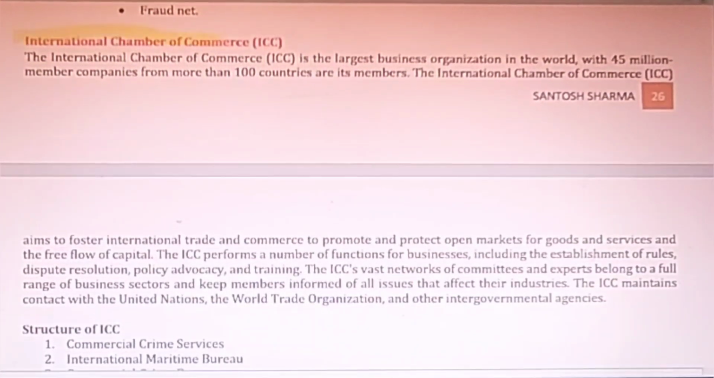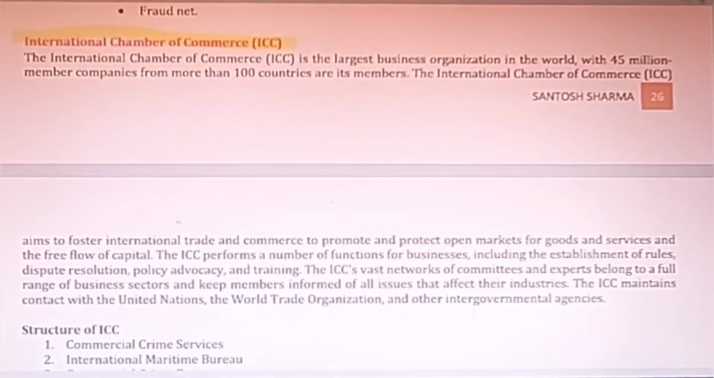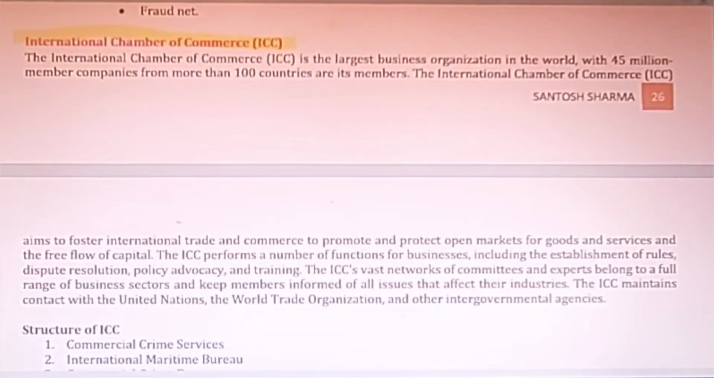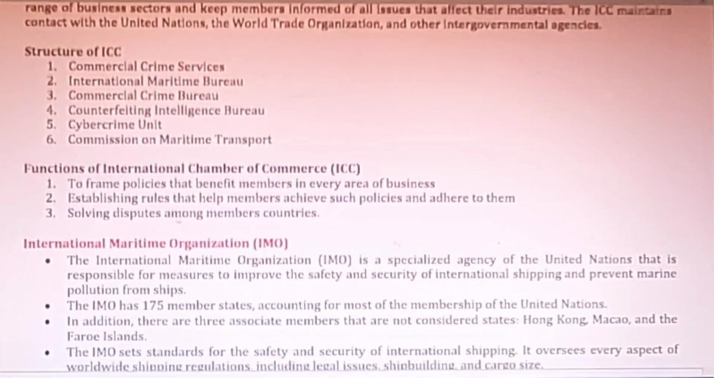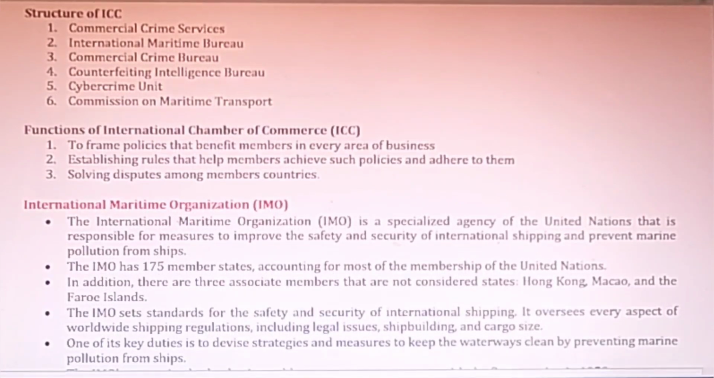Then International Chamber of Commerce, because where there are frauds and disputes, this institution plays the most important role to manage, to control, and to settle the disputes between the disputing parties. And it has a good structure, good system, whereby it handles all the disputes.